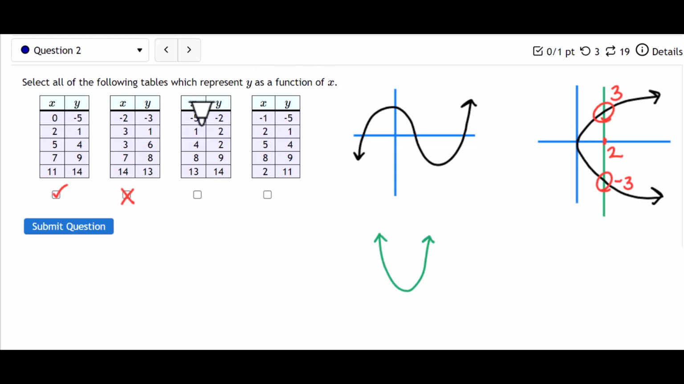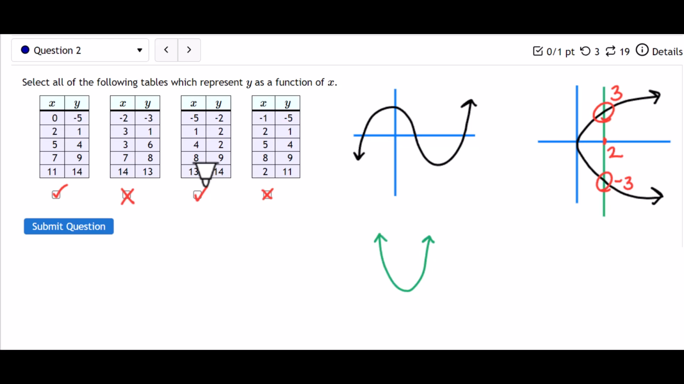All right, -5, 1, 4, 8, 13. X's don't repeat. Go to the next one. -1, 2, 5, 8, 2. All right, 2 here, 2 here. 2, 1, 2, 11. Okay, so one x has two different y values. This is not representative of y as a function of x. So here we should select the first and the third.